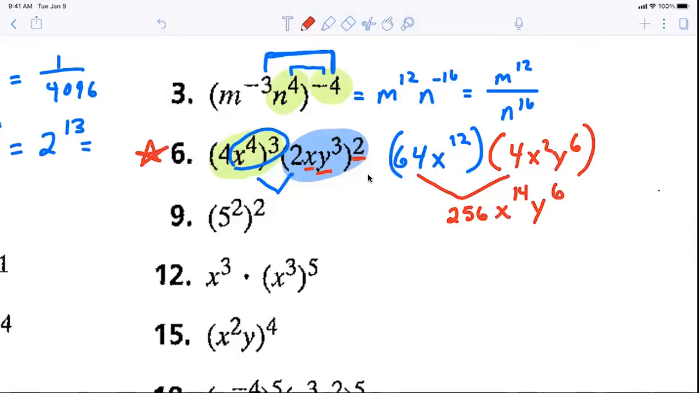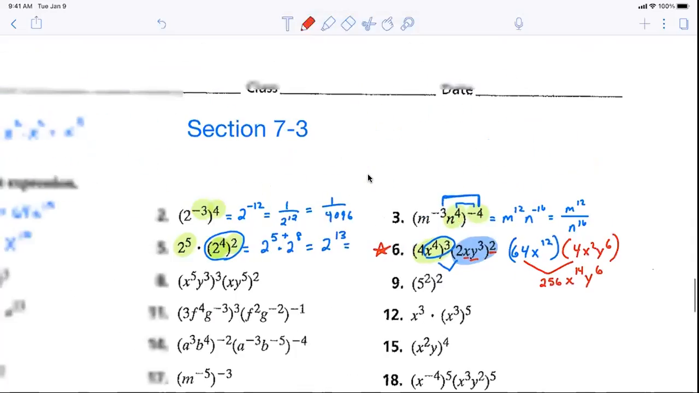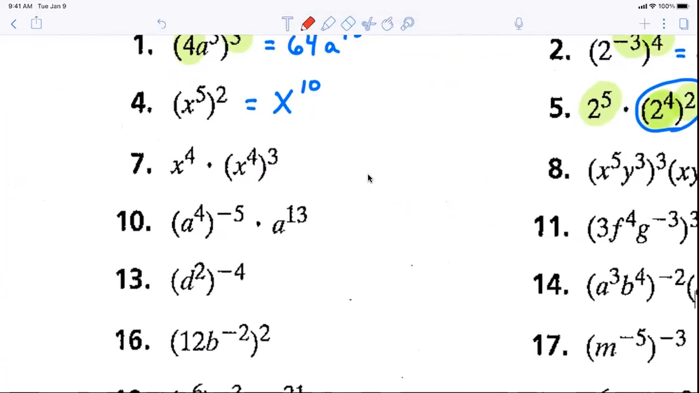All right, Tucker, you ready? Sure. All right, so let's knock out 7. Go. So 7 is going to be x to the 4th times x to the 12th. You are brilliant. Final answer. Final answer is x to the 16th. That is awesome. That's exactly correct.